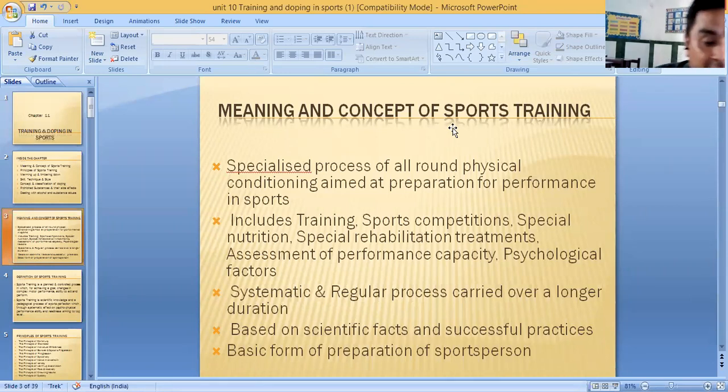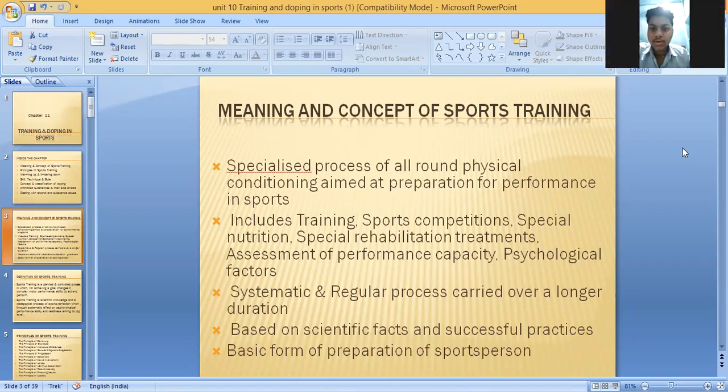There are some definitions given, so you can write those definitions from the book. Let's look at the PPT. Specialized process of all-round physical conditioning aimed at preparation for performance in sports. Now read the second line, Manshu. Include training, sports competitions, special nutrition, special rehabilitation treatment, assessment of performance capacity, psychological factors.